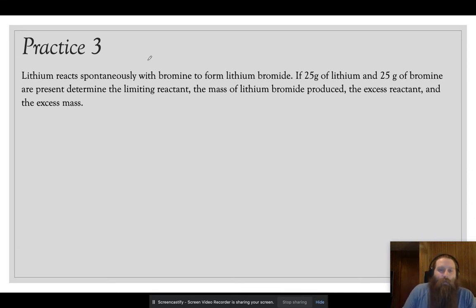All right. So we have to write ourselves a balanced equation. So I have lithium plus bromine produces lithium bromide. So this is a synthesis reaction.